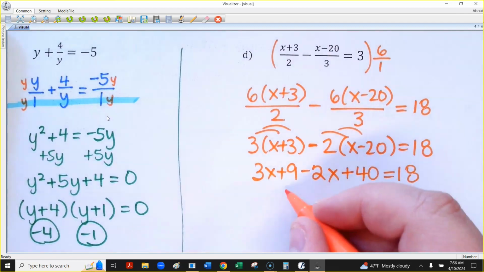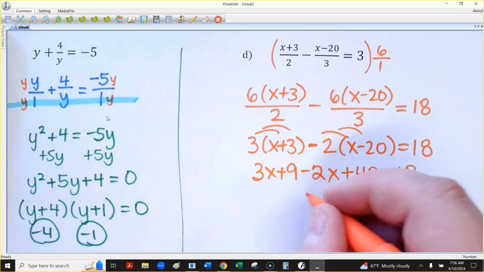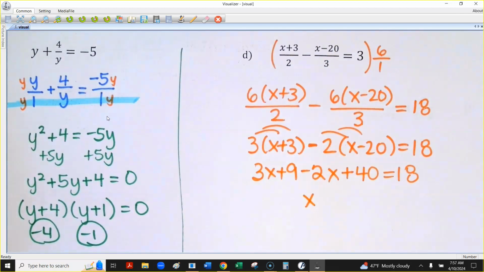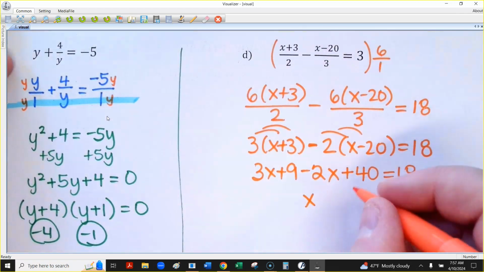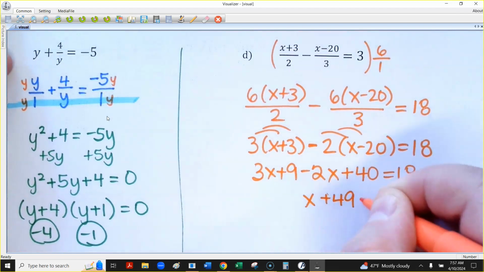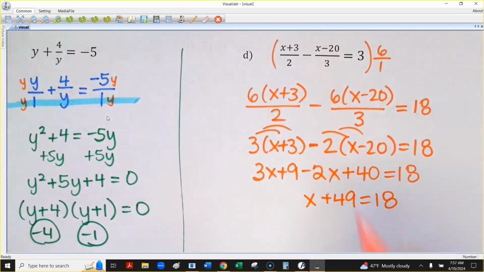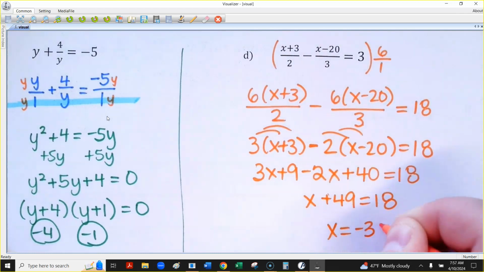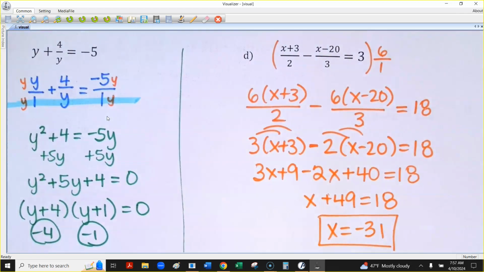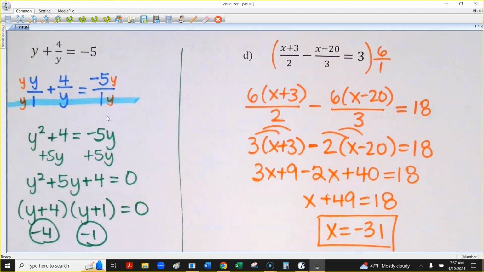On this side, if you just combine your like terms real quick, you're just going to get a plain x, because you have 3 minus 2. And then for the plain numbers, I have a 9 and a 40. So we have x plus 49 equals 18. Then I just have to do 18 minus 49, whatever that is. And I got -31. Now, on this question, you never have a variable in the denominator. So you would not have to worry about any kind of an answer being extraneous, because whatever you get, you're never plugging it into a denominator, so you can't divide by 0. Does anybody have a question?